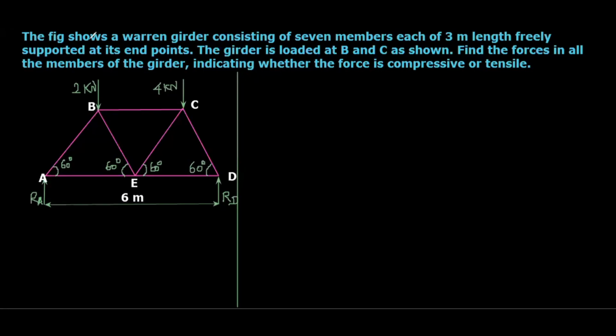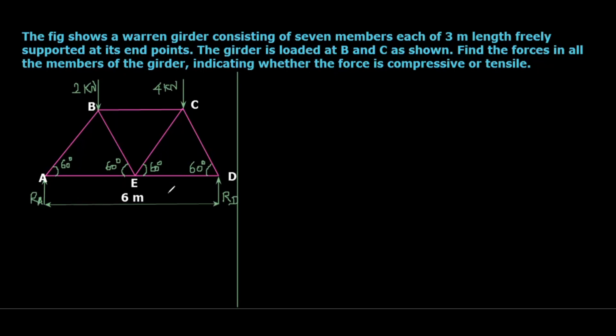The figure shows a Warren girder consisting of 7 members, each of 3-meter length, freely supported at its endpoints. The girder is loaded at B and C as shown. Find the forces in all the members of the girder, indicating whether the force is compressive or tensile.